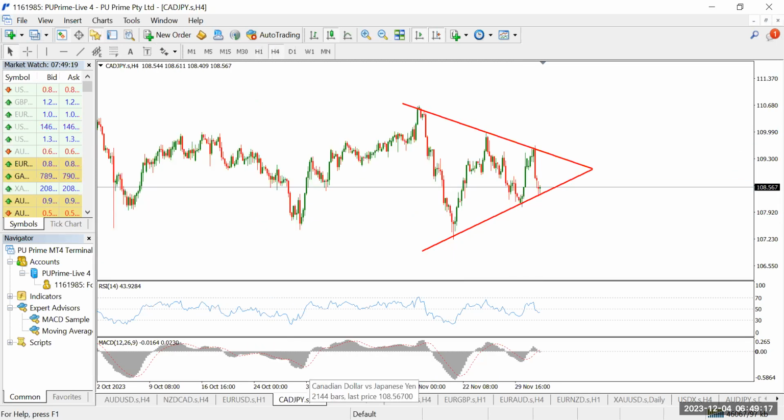Next I'll look at is a CAD JPY. Now, CAD JPY on the 4-hour time frame, we can see the formation of a symmetrical triangle. And for symmetrical triangles, price could actually break out in either direction. Wherever the price breaks out, that's the direction where the instrument is going. So let's watch out for this to work out in the course of the week.